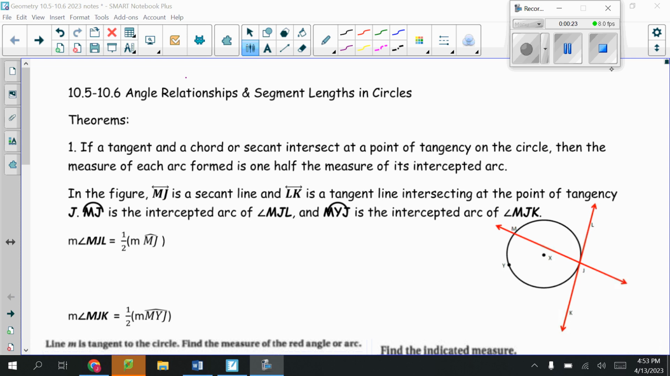So in this figure, line MJ is a secant and line LK is a tangent line intersecting at the point of tangency, which is point J. Arc MJ is the intercepted arc of angle MJL, and arc MYJ is the intercepted arc of angle MJK. Therefore, angle MJL, this angle right here, is half of this arc. Angle MJK, this angle right here, is half of arc MYJ.